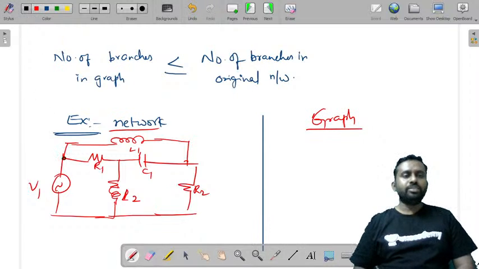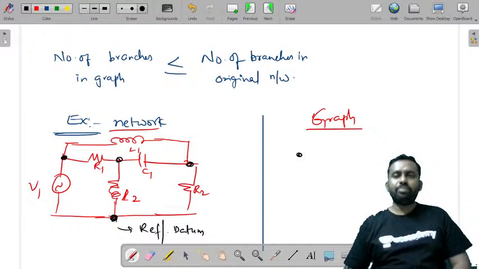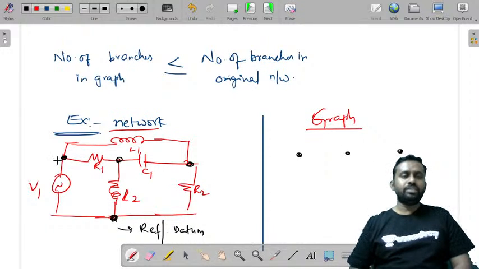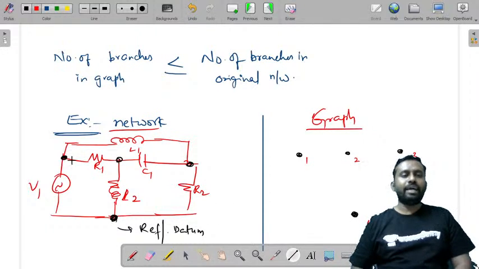Now what you will do is mark these nodes. How many nodes are there? This is a reference node, also called the datum node. Whatever the elements may be, if you have voltage sources, replace them by a short circuit. Replace the elements by a straight line, and this is the datum node. How many nodes are there for us now? 1, 2, 3 and 4. You just have to replace these by straight lines.